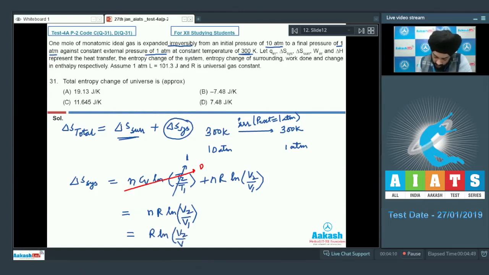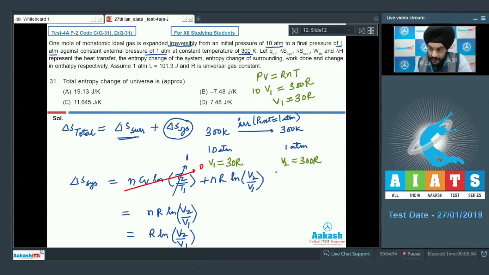Now we can figure out the value of V2 and V1 from the ideal gas equation. So we can have PV equal to nRT. We can have the first system. So in the first system, the pressure is 10 atmosphere. The volume is V1. So we have 300 into R. So the value of V1 shall be equal to 30 R. So the volume here, V1 is equal to 30 R. Now in the process, there is isothermal expansion happening. So the product of P into V shall be constant, which gives us a value of V2 equal to 300 R.